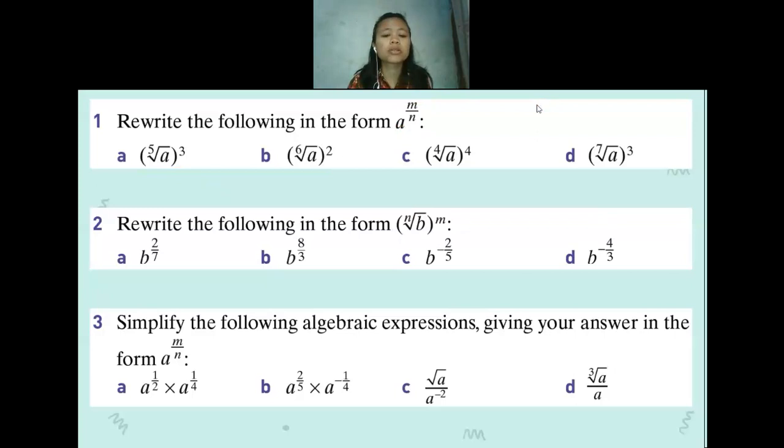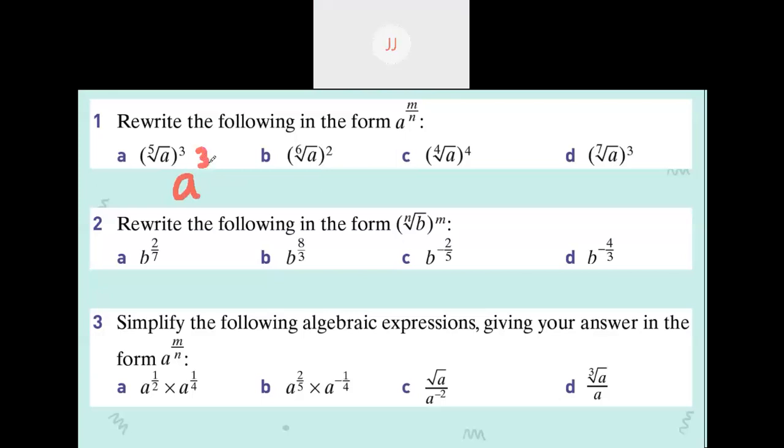The discussion: a to the power of m per n. M we take it from the power, the n we take it from the root. So now if I have the fifth root of a to the power of 3, we can write it as a to the power of how many by how many? A power 3 by 5. Is there anyone who has any confusion? The m, we take it from the power. The n, we take it from the root. That's why we can make it a to the power of, the power is 3, the root in here is 5. So it will be a to the power of 3 per 5.